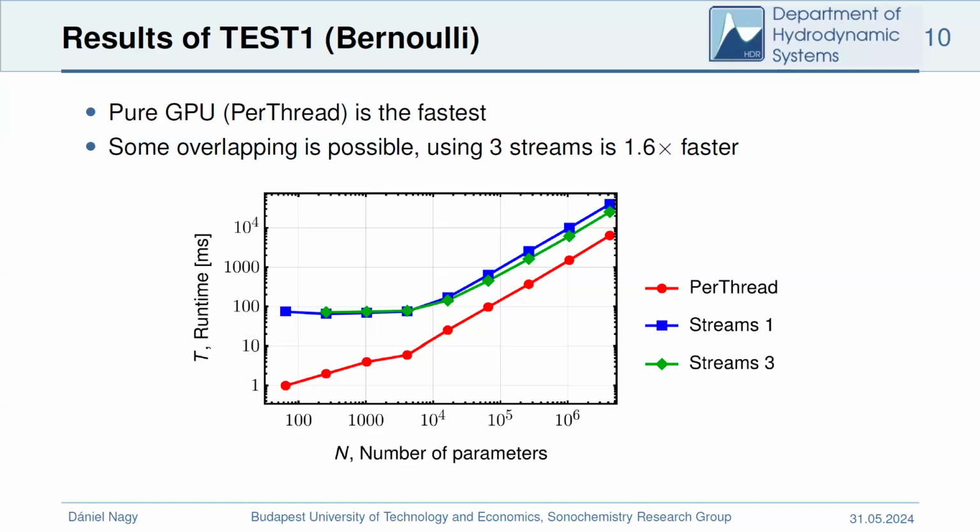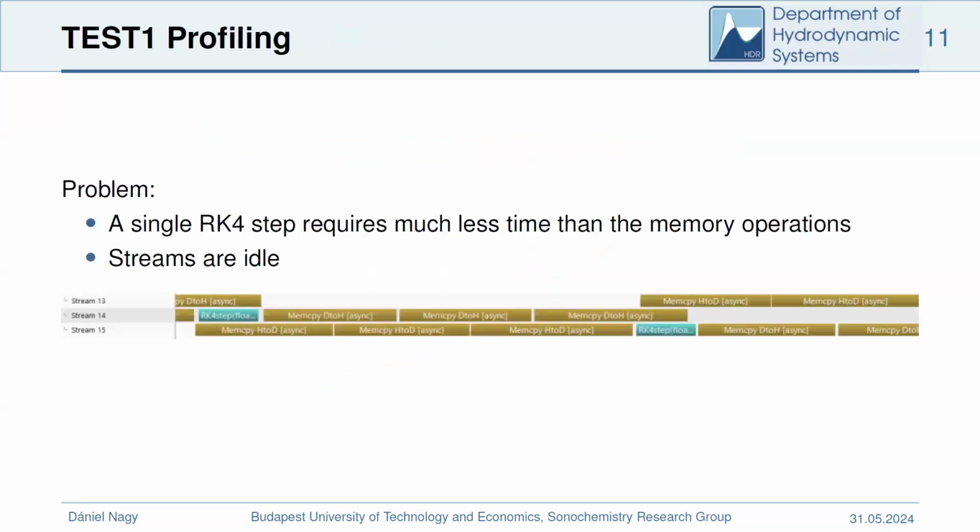What we can see here, for a large number of parameters, it scales linearly, and the pure GPU approach seems to be much faster. And also, there's not much improvement by using more streams.